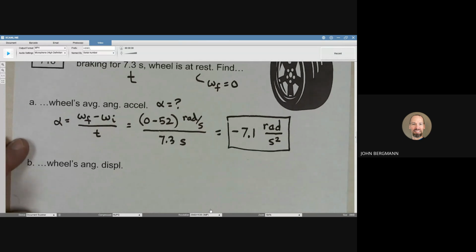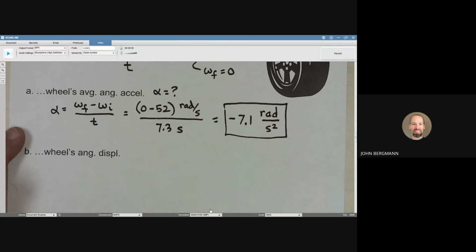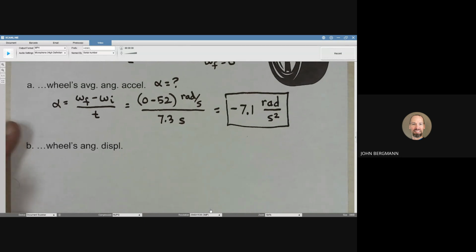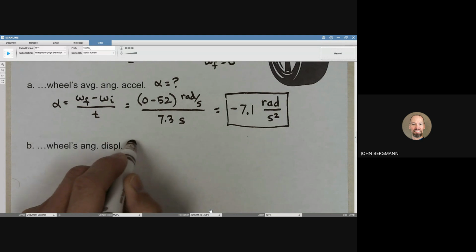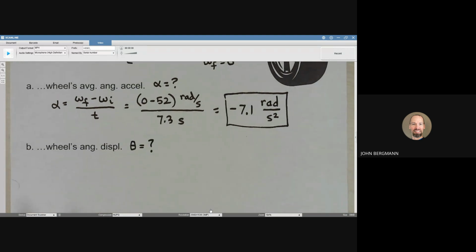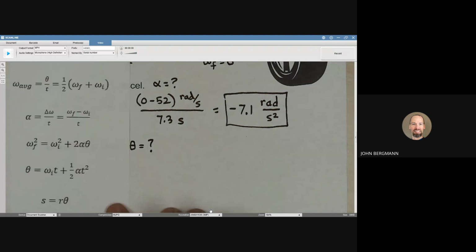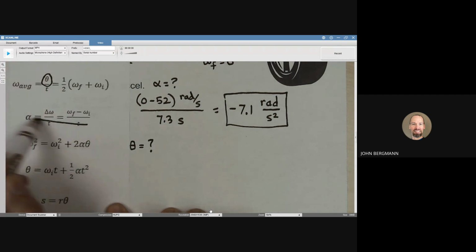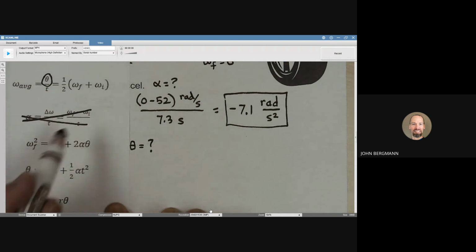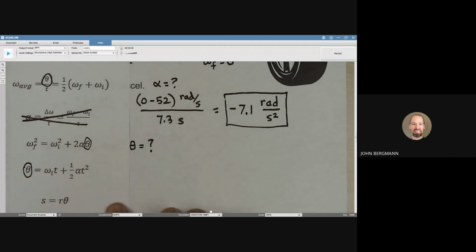What about the next part? What's the wheel's angular displacement? Which variable is angular displacement? That's going to be theta. Once again, let's go to our kinematics equations. There's theta right there. This equation doesn't have theta in it, so I'm not going to use that. There's a theta right there, and right there. There's a theta down here as well, but this deals with arc length, and we don't know anything about the radius of the wheel, so we're not going to use that equation.